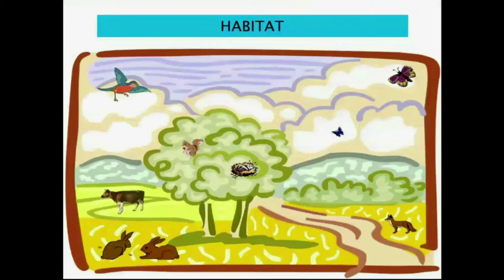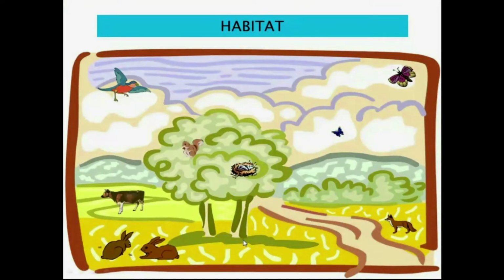We are going to discuss the heading Habitat. Habitat is a place where different animals and plants live. Now, in this picture, can you see there is a squirrel on the tree and then there is a cow on the grass, on the ground. And then there are a few rabbits and a fox and a butterfly and a bird. These animals are all living in different habitats.